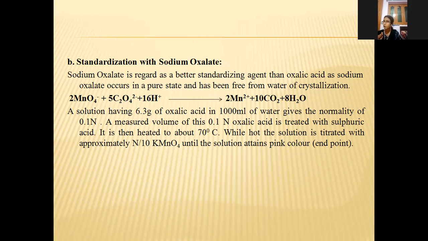Here also we have to take 6.3 grams of oxalic acid in 1000 ml of water to get 0.1 normality. It should be treated with sulfuric acid, and the solution should be maintained at 70 degrees centigrade. While the solution is hot, it should be titrated with 0.1 normality or N by 10 potassium permanganate solution until the solution changes to pink. So this is about the standardization with sodium oxalate.